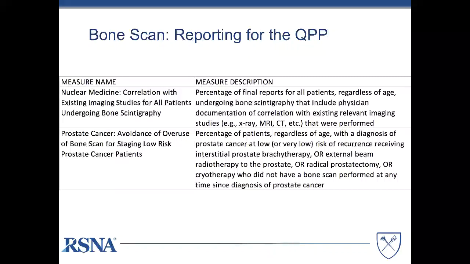Bone scans are included in the QPP, the Quality Payment Program, in 2 ways. The first is in relation to using comparison studies. So, simply documenting in your report that you compared to relevant prior imaging will satisfy that measure. The second is limiting use of bone scans, particularly in patients who have low-risk prostate cancer.